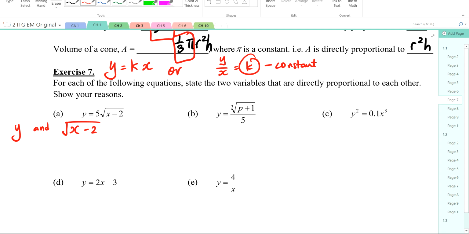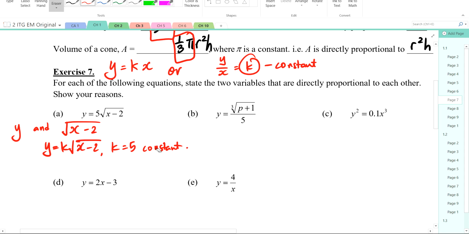So in this case, how should I prove that these two are directly proportional? Would you like to use y equals kx or y over x equals k? Okay, in this case, what is the value of k? 5, yeah. You can state that y equals k square root x minus 2, where k equals 5, constant. So you have proven that it is directly proportional.